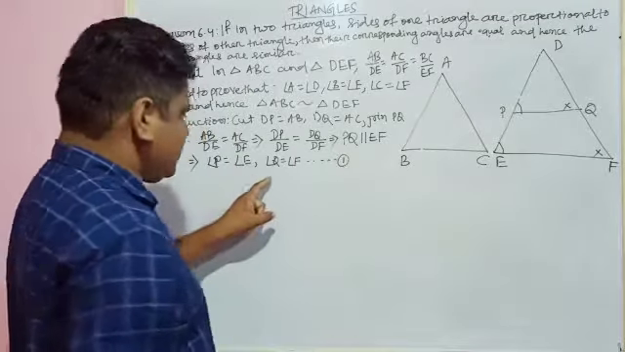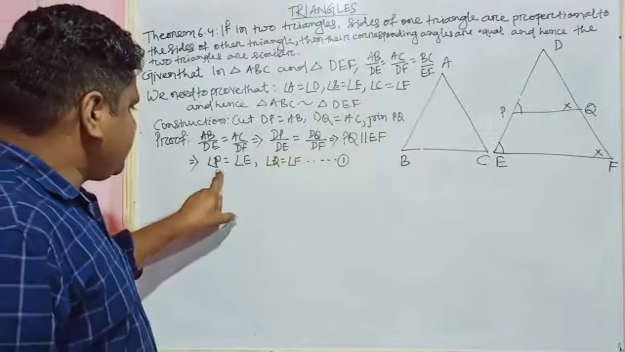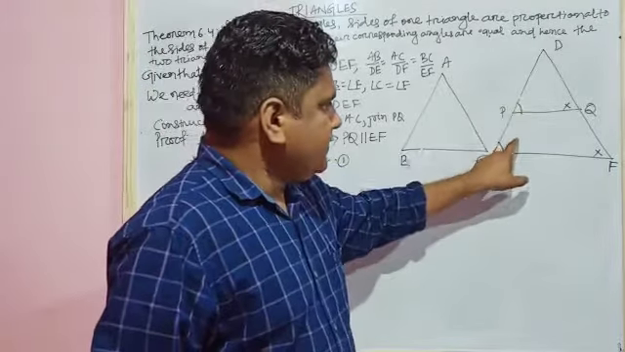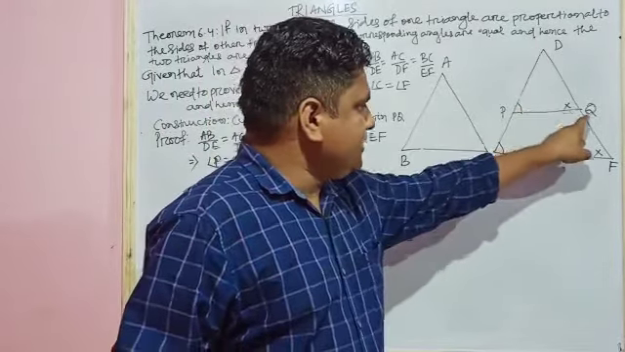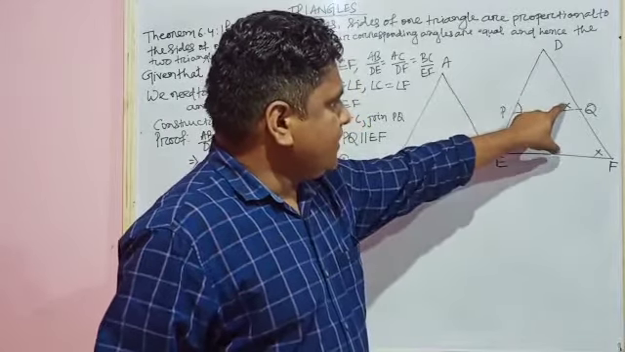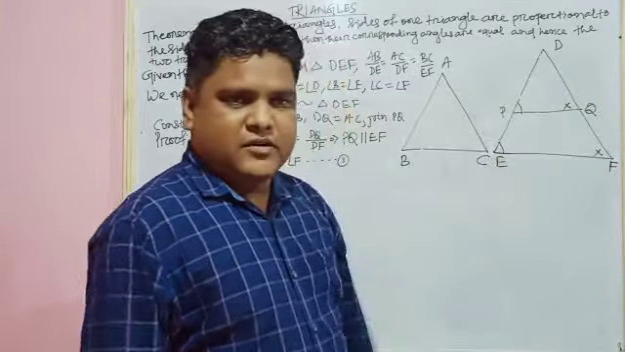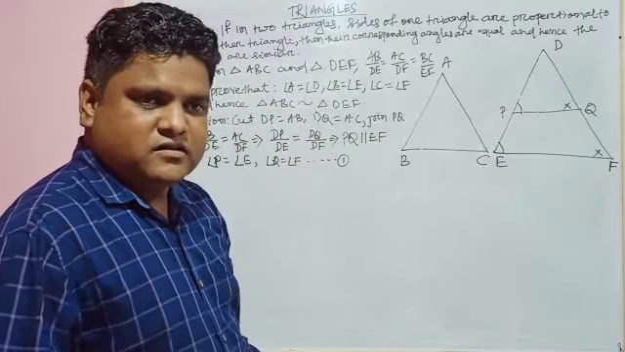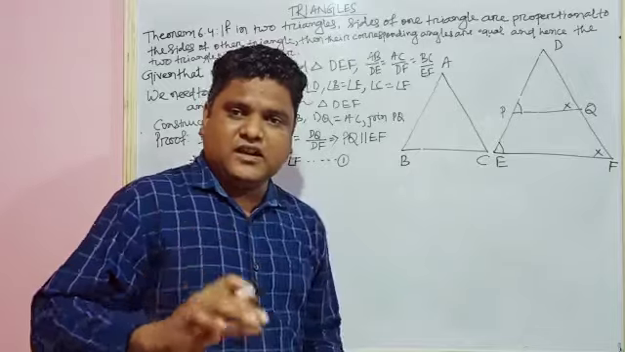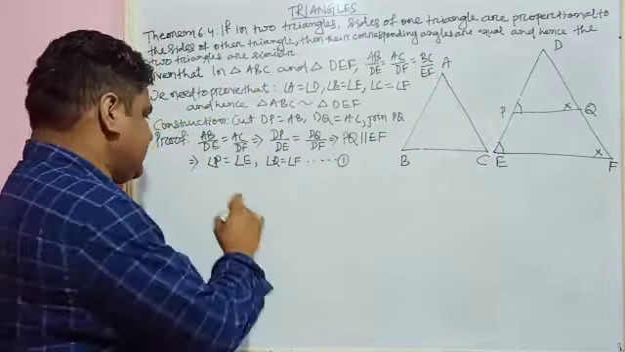And we can also write corresponding angles. I hope you can write this. If angle P and angle E are equal, and angle Q and F are equal, then comparing triangle DPQ and triangle DEF, two angles of triangle DPQ and two angles of triangle DEF are equal. So two corresponding angles of two triangles are equal, then both the triangles must be similar according to AA similarity.